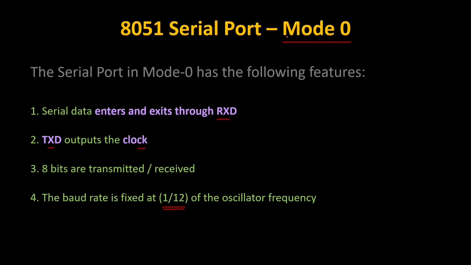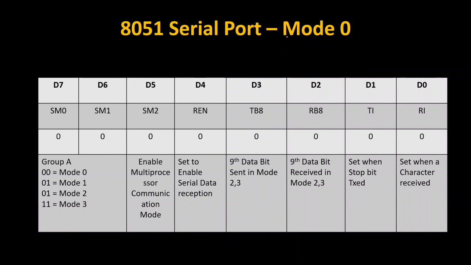So we have understood what mode 0 is, what the SCON register is, what the SBUF register is, and how serial communication can be done till now, right? So how do we set mode 0? This is your SCON register. D0 to D7 are the bits with respect to the pins. If it is mode 0, the mode bits should be 0, 0. So this is your mode 0. It is not multiprocessor communication, so that bit should be 0.